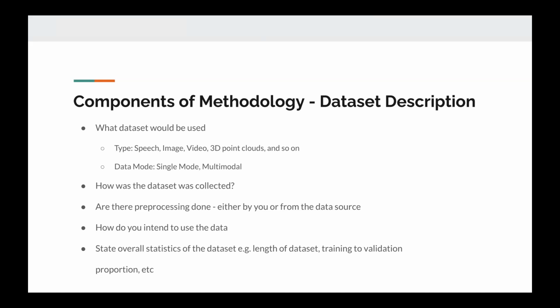And then you should talk about the characteristics of your data, how you're splitting your data. So basically describe the data, say the length of the data, and how you're going to split it. Are you splitting in an 80-20 approach or a 60-40 approach or whatever, and why.